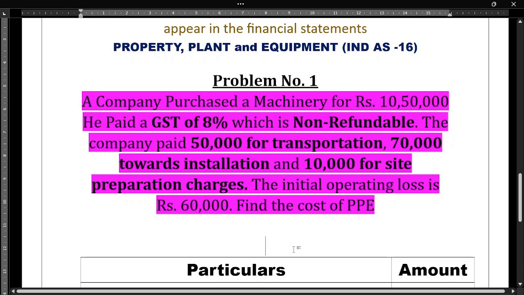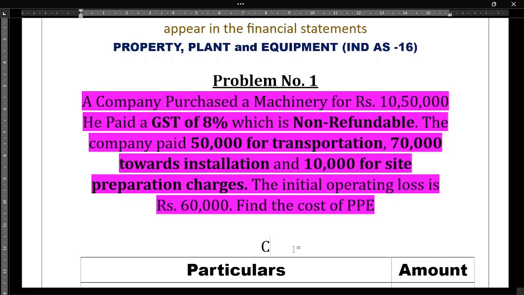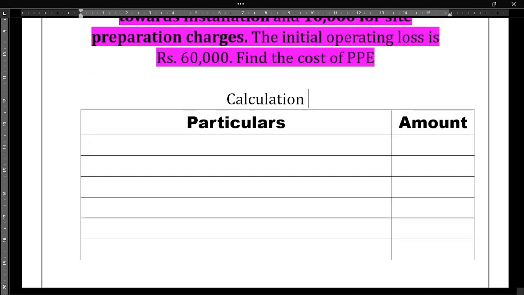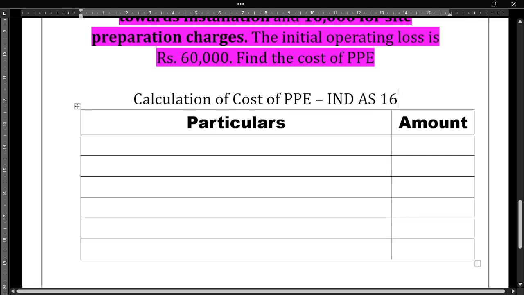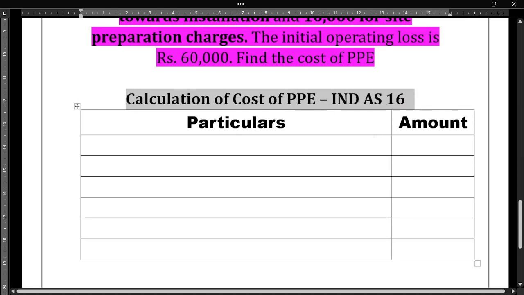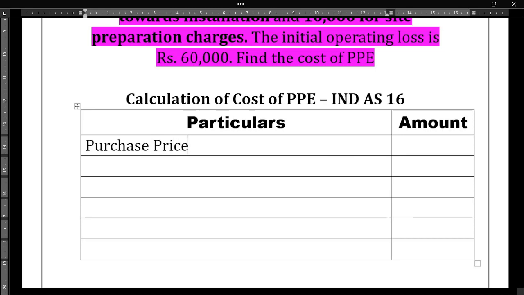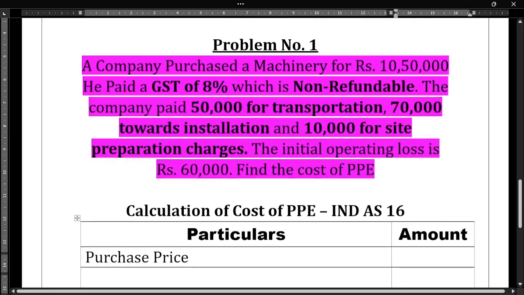So now we need to solve the problem like this. As I told you, calculation of cost of PPE is according to IND AS 16. So now we are calculating PPE, and we are calculating it as per IND AS 16. First, you always need to take the purchase price. First, always consider the purchase price.